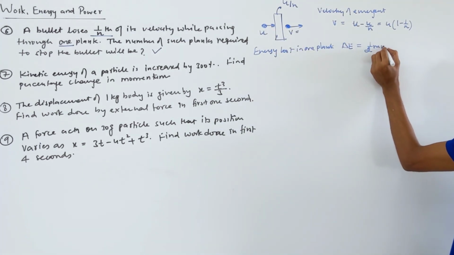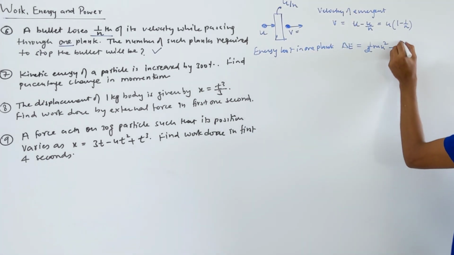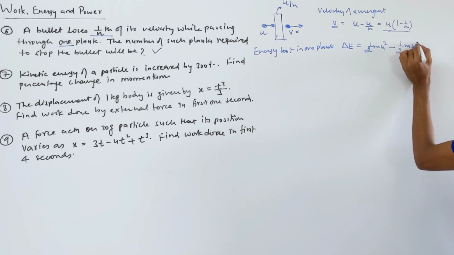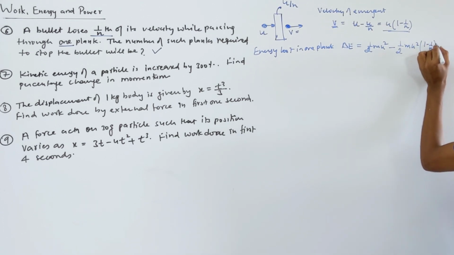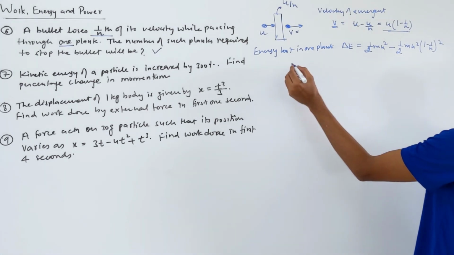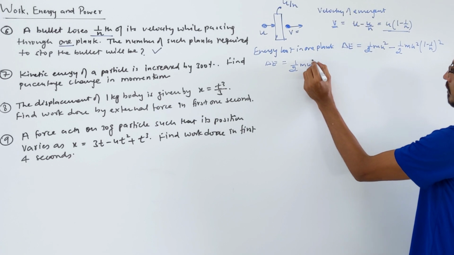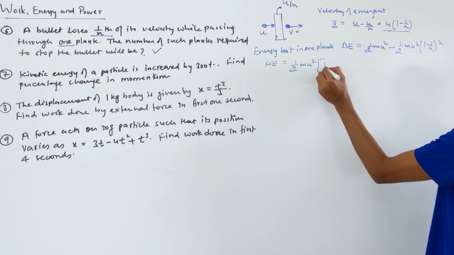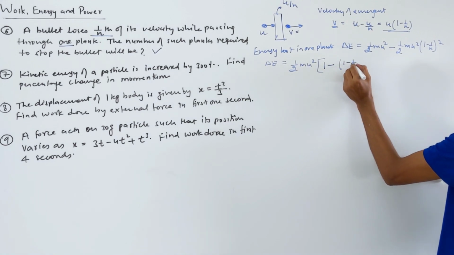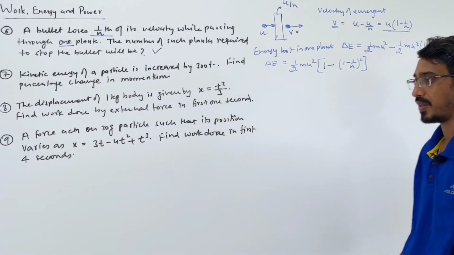Half m u square minus final. Final is half m v square. Half m v means what? This term, right? u square into 1 minus 1 by n square. Now, what do you do here? You take half m u square common, then you get 1 minus that term. What term? 1 minus 1 by n, and what? Square.